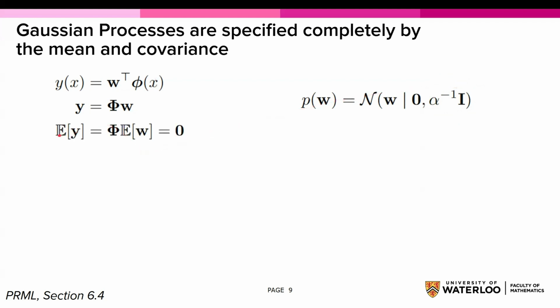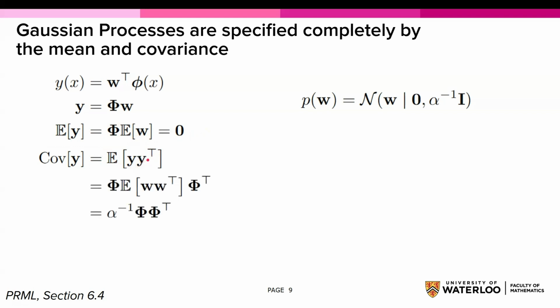Okay, so the mean of y, the expectation of y, is going to be phi times the expectation of the weights. But we've set the expectation of the weights, the mean of the weights, in our prior to zero, so this mean of function values is also going to be zero. So now moving on to the covariance. By definition of covariance, and because we've assumed the mean of y to be zero, this covariance is simply the expectation of y y transpose. And we can expand this by using the definition of y in terms of our matrix phi and the weight vector.